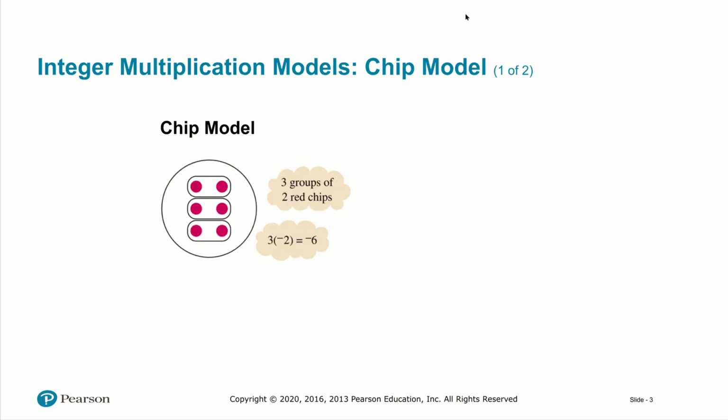Once again, the chip model provides a very nice visual technique. We can see here, for example, we have three groups of two red chips, and that pretty much is exemplifying 3 times -2, and we can see that we end up with 6 red chips, so the answer would be -6.